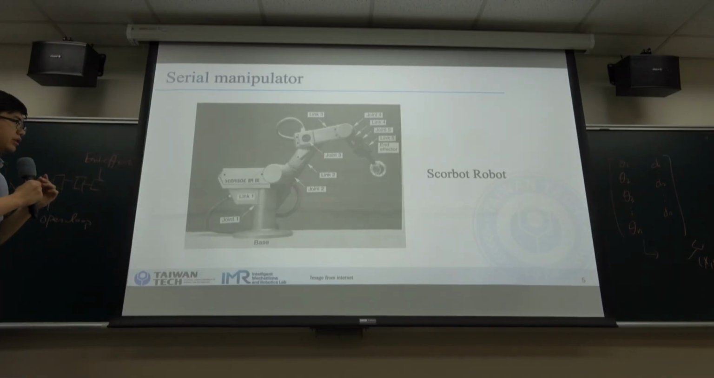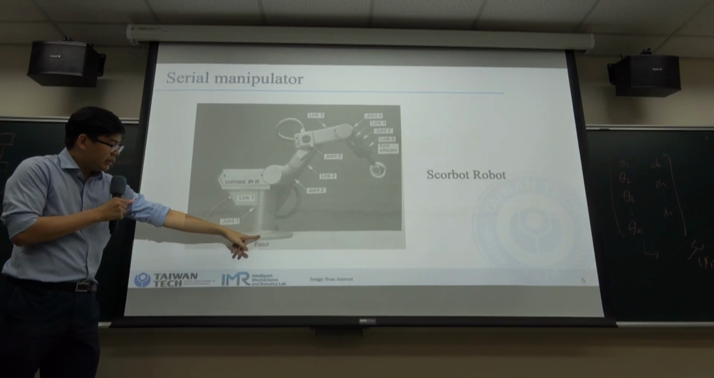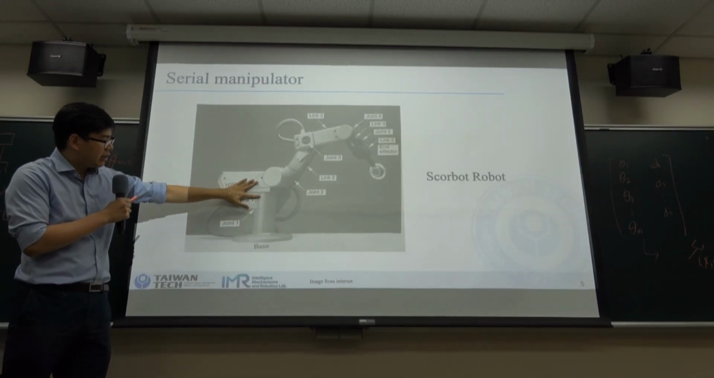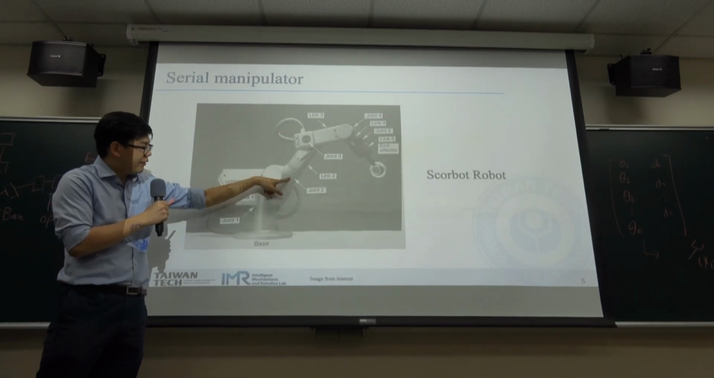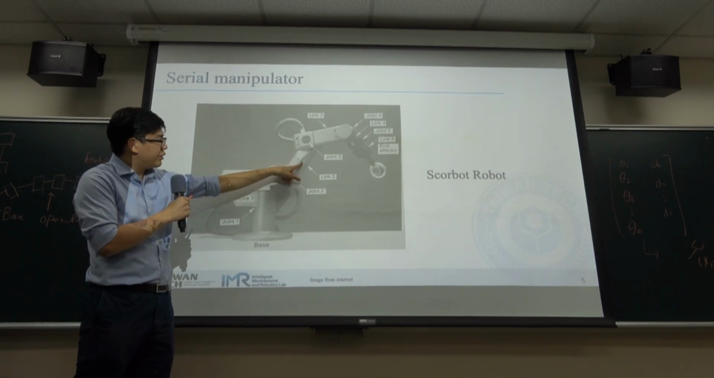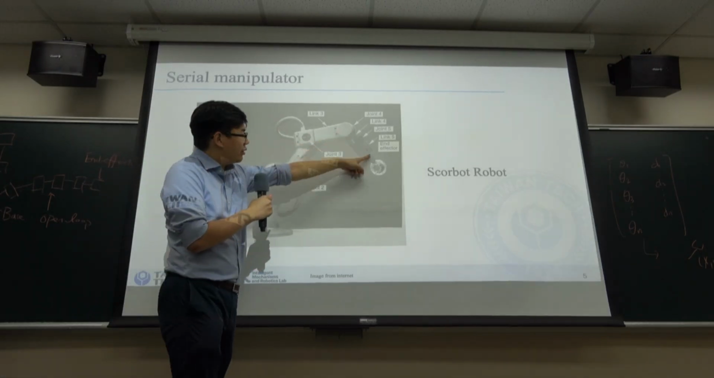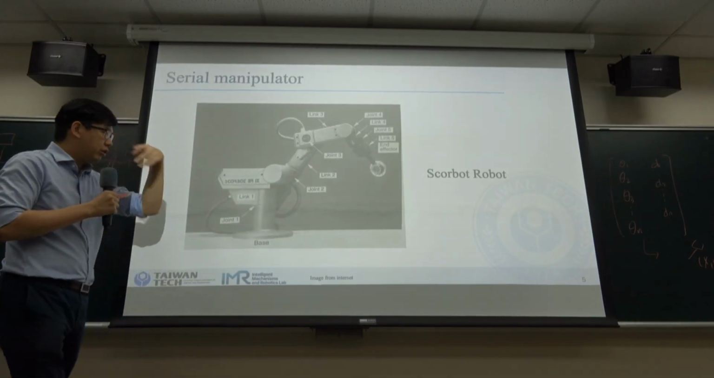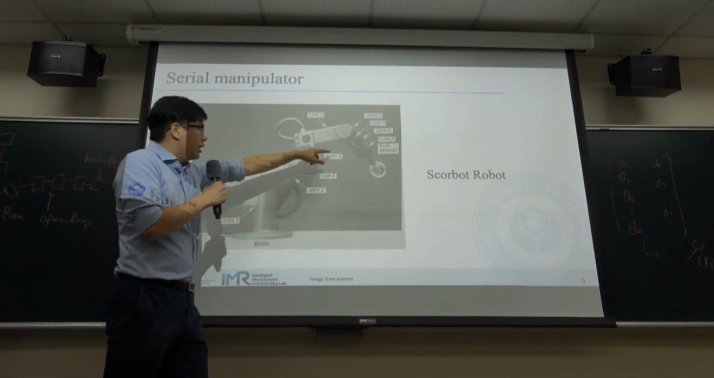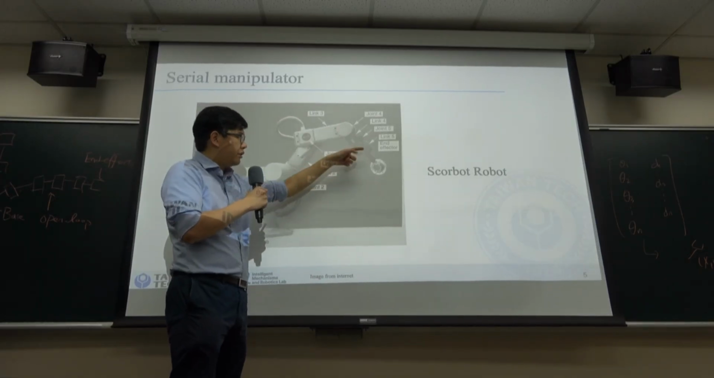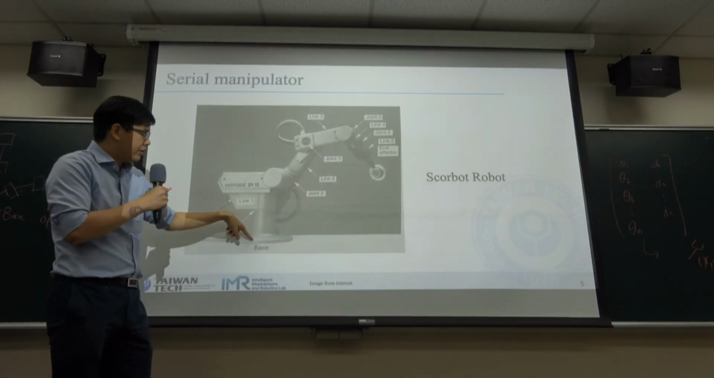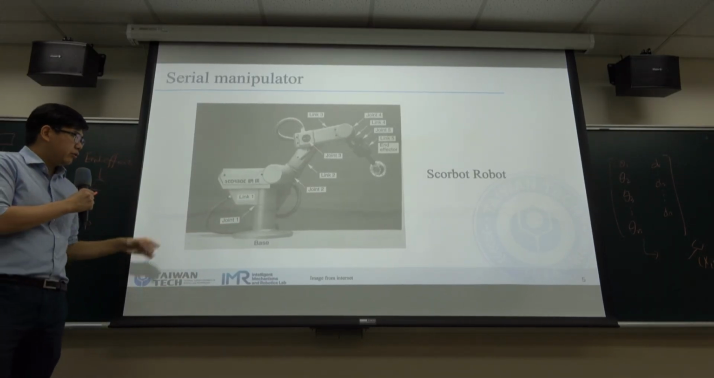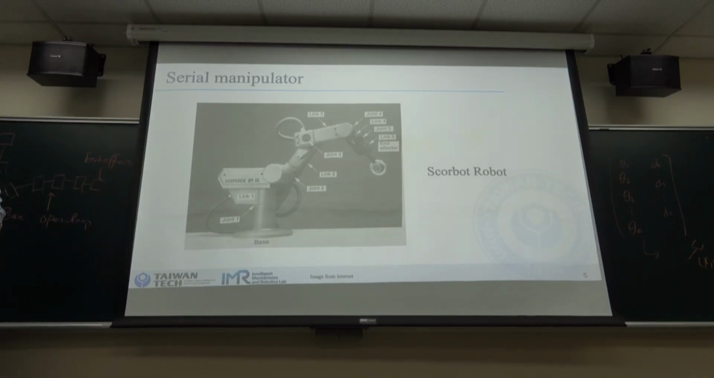So this is a schematic. You can see that here is the base, and this is joint 1, a revolute joint, and here is link 1, and here is another revolute joint, joint 2 and link 2, and joint 3, link 3, and so on. So the n is the end effector. When controlling a robot, what we want to know is the position and the orientation of the end effector based on our base frame. This is what we want to know to solve this robot kinematics.